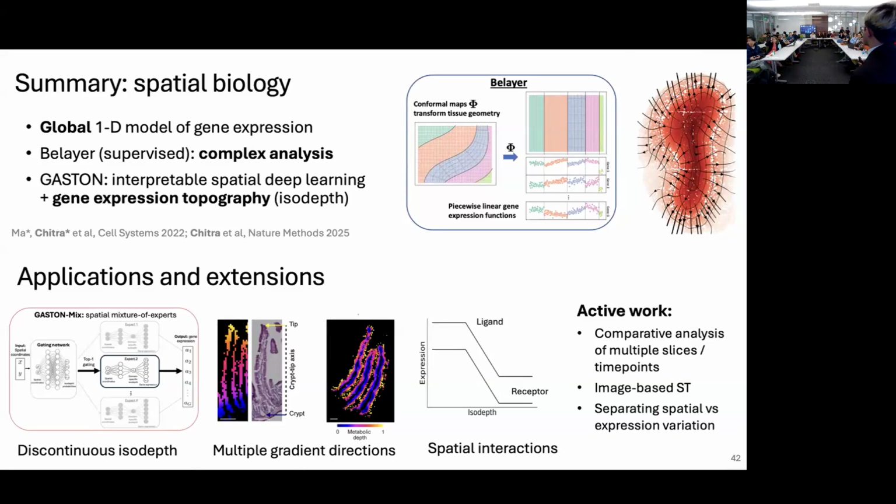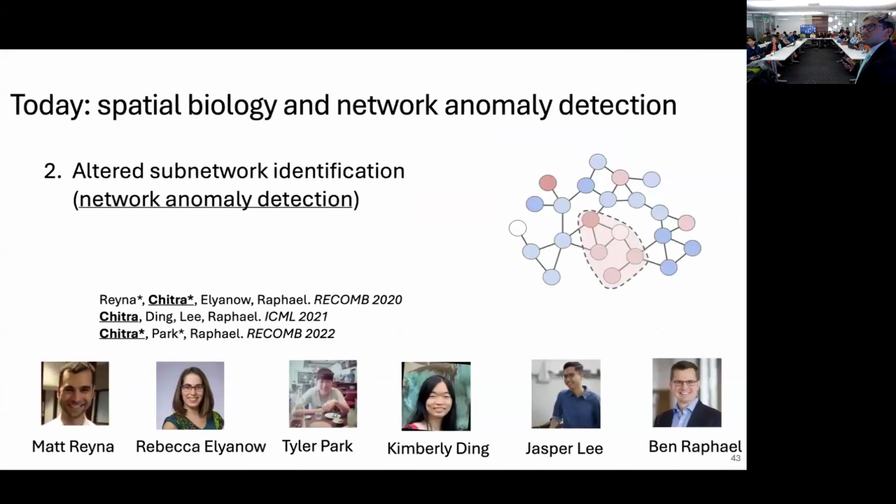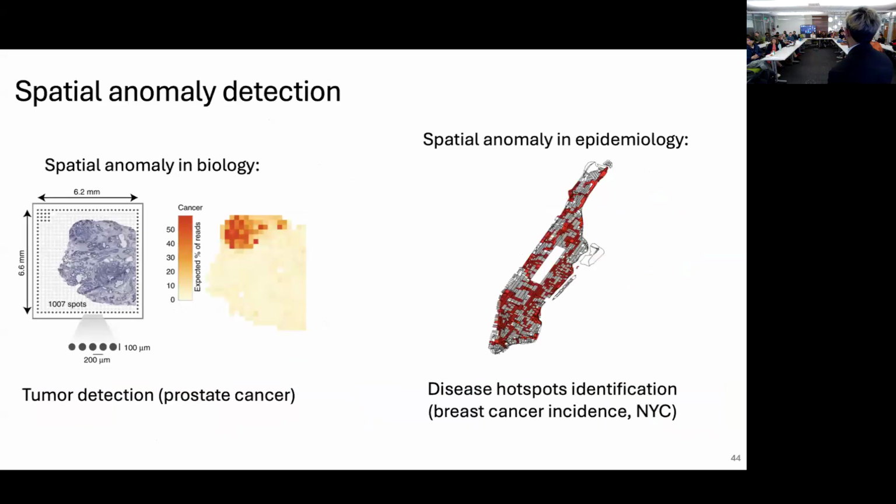And so now shifting gears a bit, sorry, it's a bit rushed, but I want to discuss another line of work, shifting gears almost entirely. Instead of thinking about spatial data, let's think about networks. This is work that was joint with, again, many wonderful co-authors, including co-first authors Matt and Tyler, and my PhD advisor, Beth. And this work is on anomaly detection in networks.